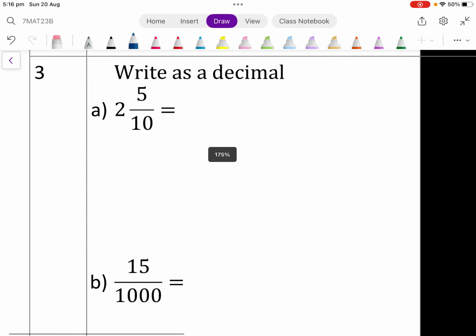Okay, our next one here is we want to write these fractions as decimals. So our first one is 2 and 5/10. That is the same as having 2 wholes and 5 over 10. So this is going to be 2.5. We have 2 wholes and we have 5/10.